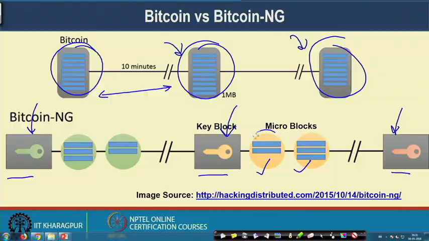That means that miner has won the round for solving the proof of work challenge, and it will work like a leader for some duration or for some amount of time. Now, that particular leader will be able to generate multiple such blocks which we call the micro blocks. So, these micro blocks will contain the set of transactions inside.